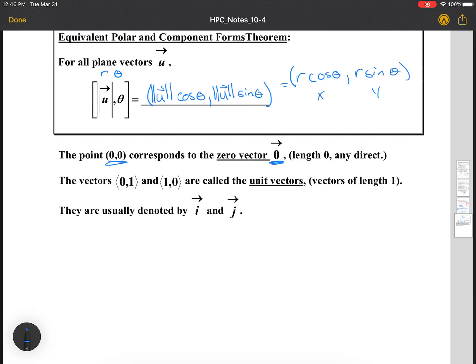The other thing, vectors 0, 1 and 1, 0 are just unit vectors. They're 1 unit vectors in the positive directions, on the positive y and the positive x. They're called unit vectors. They just have length 1, and usually you're going to see the i and the j. So all that really is there is, when you're looking at work or if you ever look up different problems online, that's what they're referencing.